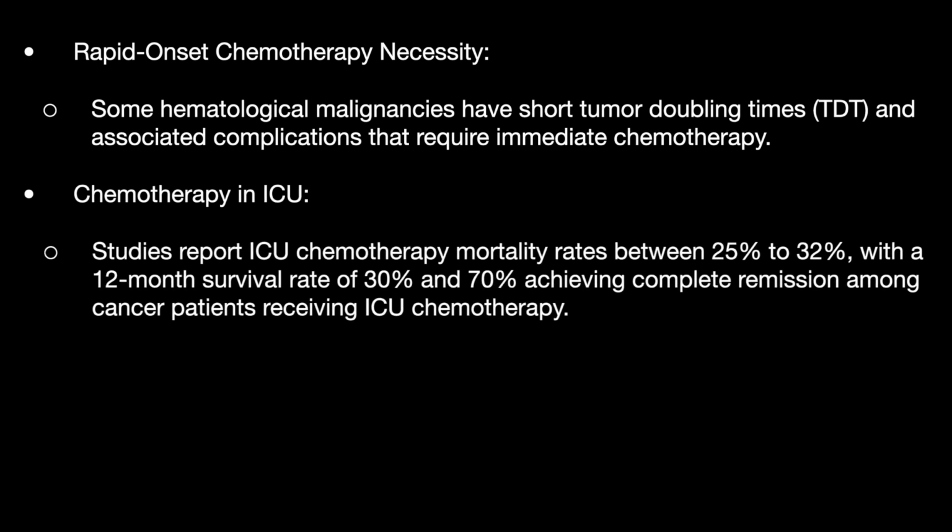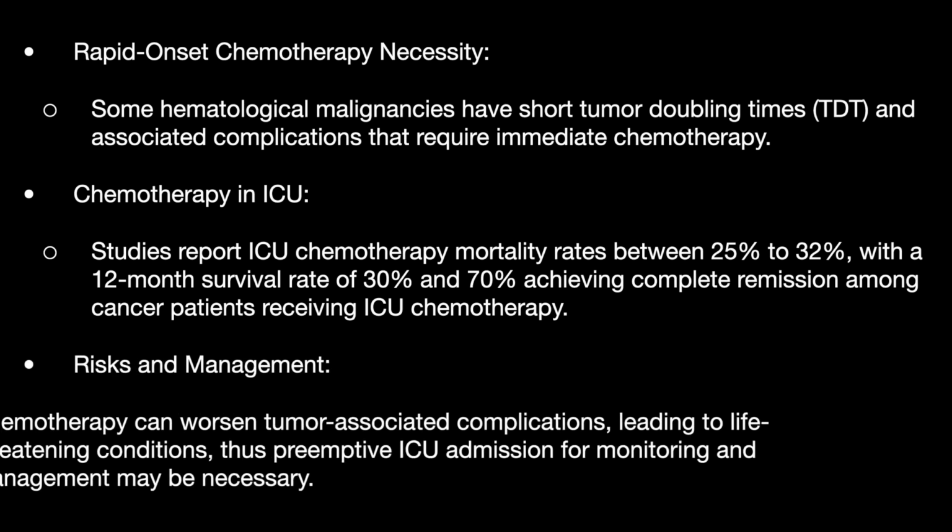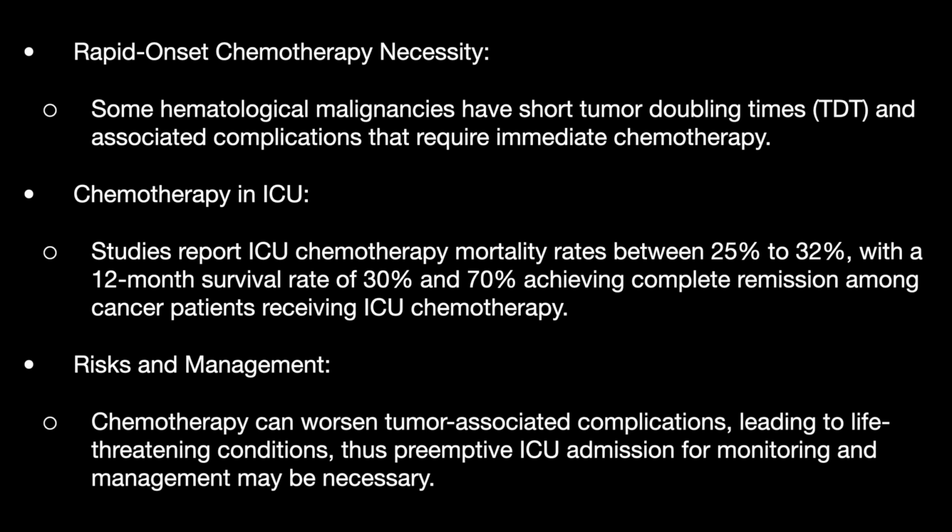So giving chemotherapy in the ICU is associated with a mortality of around 25 to 30%, while those who do receive it have good remission and survival, that is up to 70% at 12 months. But there are certain risks associated with the chemotherapy that is given, which can worsen the tumor complications, leading to life-threatening conditions. So an intensivist must be aware of all this beforehand, so that they can manage these patients and ensure that they survive their ICU stay.